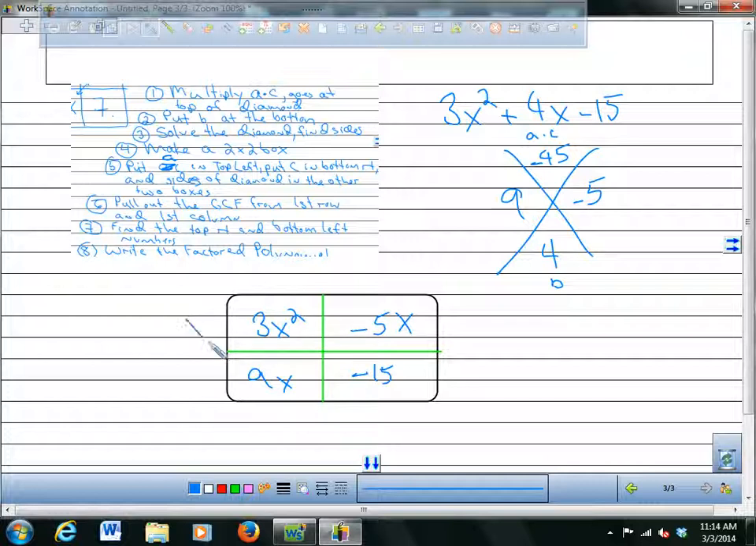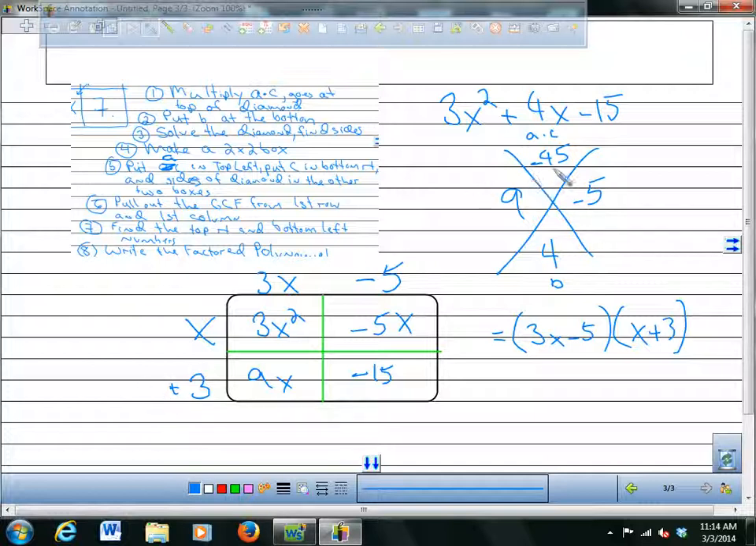X, okay? What's the GCF in this column? 3x. 3x times what will give you 9x? Plain old 3, okay? X times what will give you -5x? Positive or negative? -5. And basically, you're done, okay? So this is equal to 3x minus 5 times x plus 3. Okay, isn't that a nice method? It gives you a nice clean way.